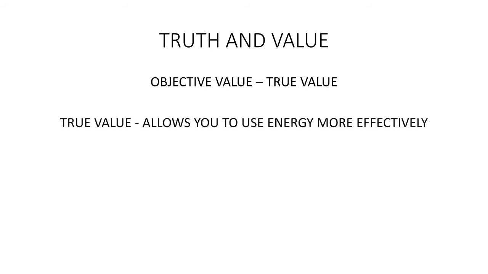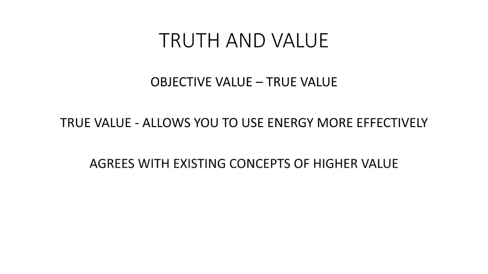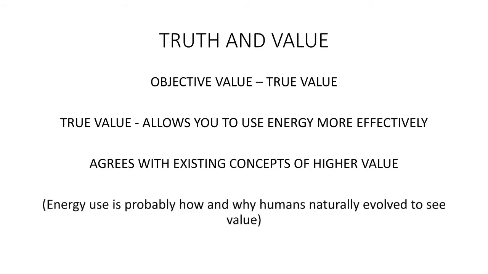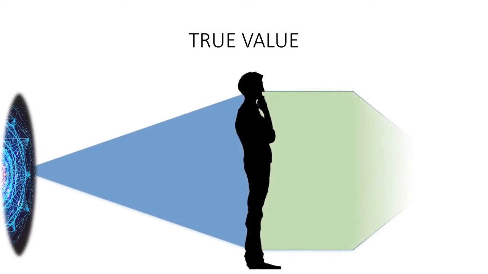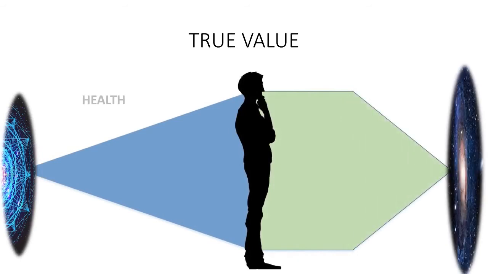So truth and value are very closely linked. You can create an objective system of value, or true value, based on energy use. True value allows you to use energy more effectively. This actually agrees with existing concepts of higher value because energy use is probably how and why humans naturally evolved to consider value. So true value is what we already know is truly valuable.